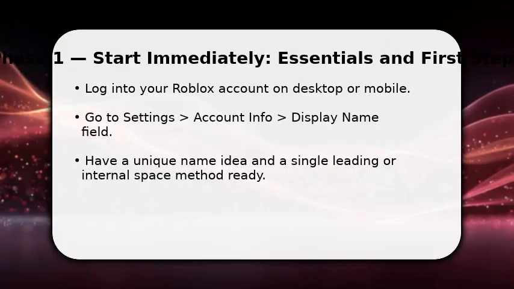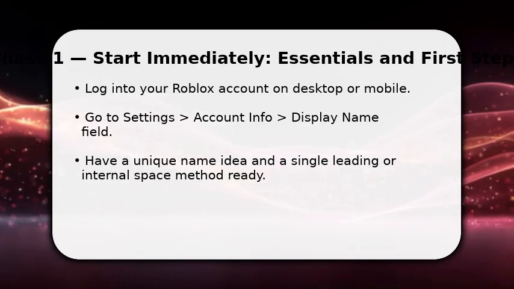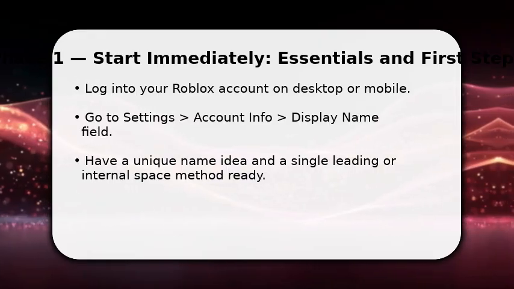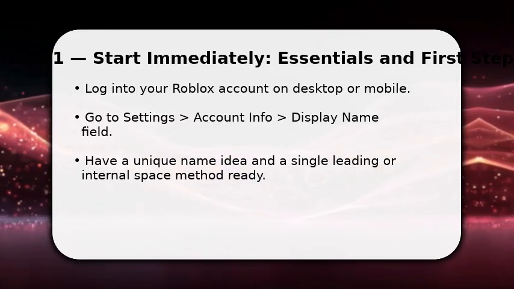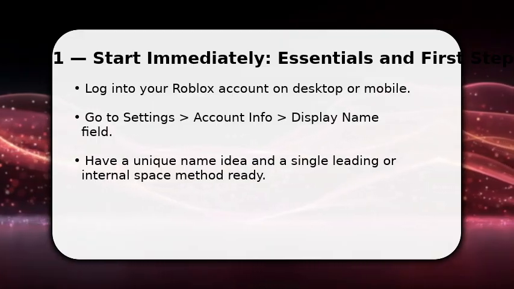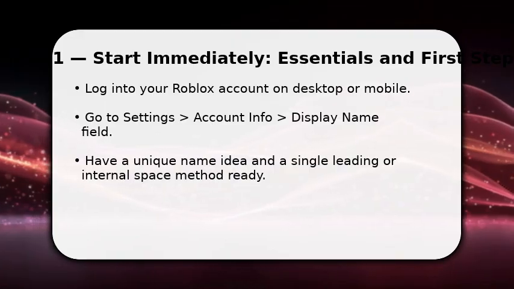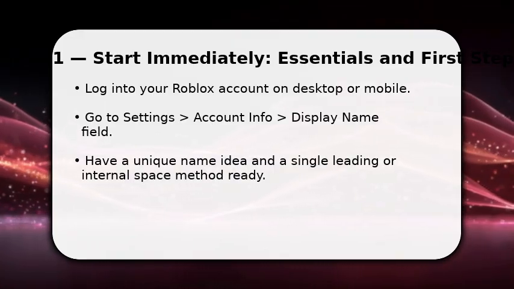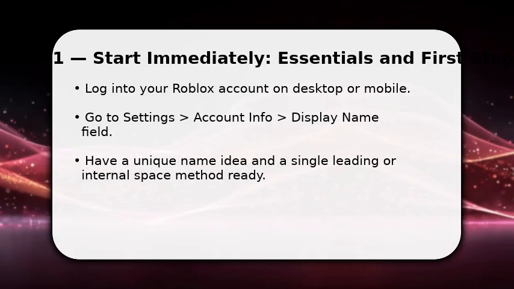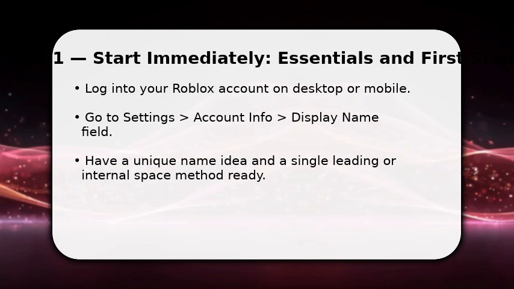Enjoy the video. You start by logging into Roblox and opening Settings, Account Info, then tap the Display Name field to edit. Once you're there, understand Roblox blocks common empty characters, so you'll use a valid invisible character or special white space. You need one working character only. Choose between U+2800 or U+3164. More on that next.